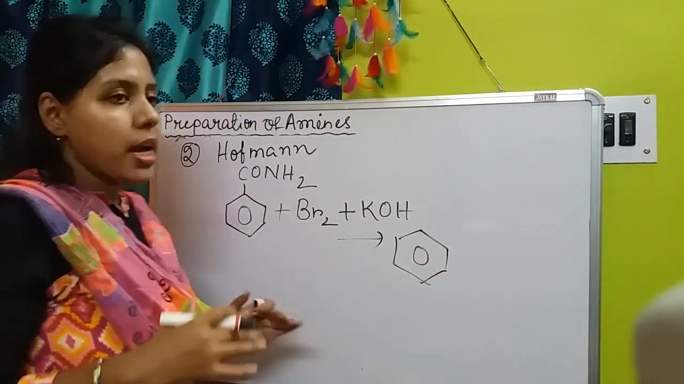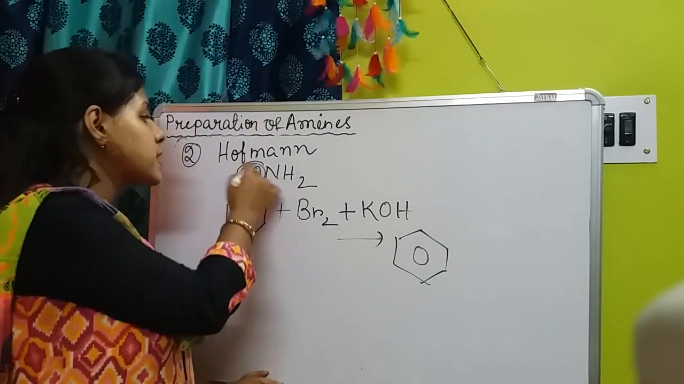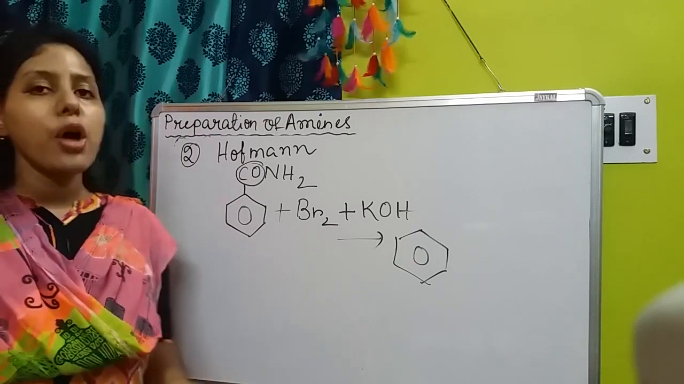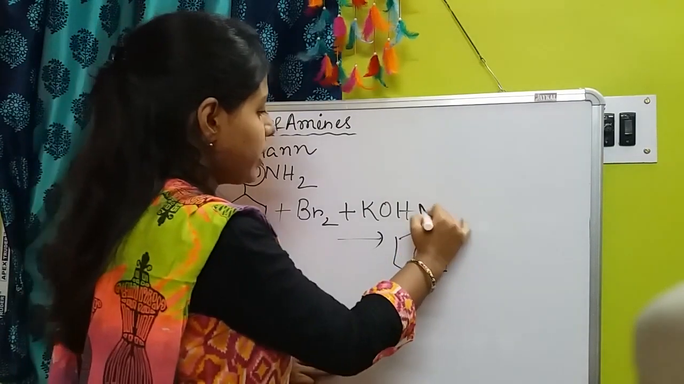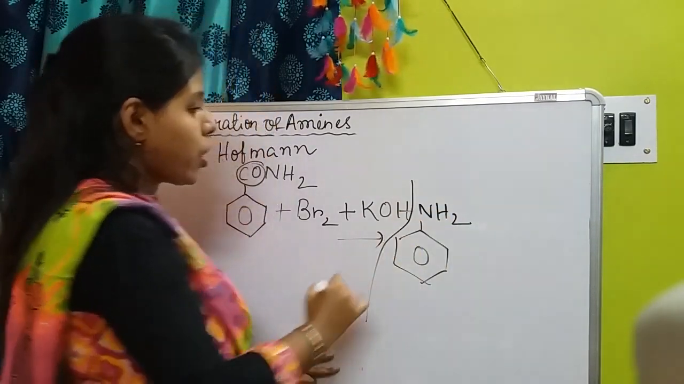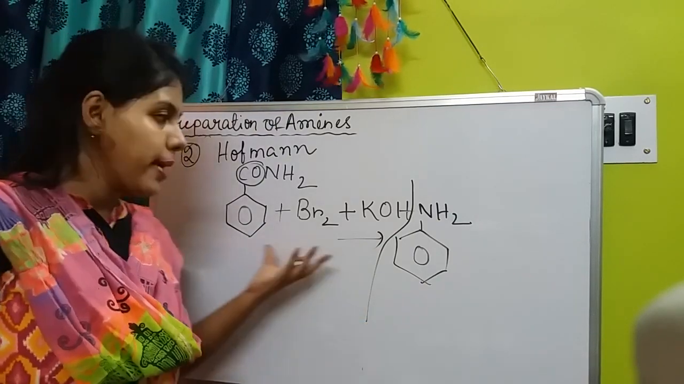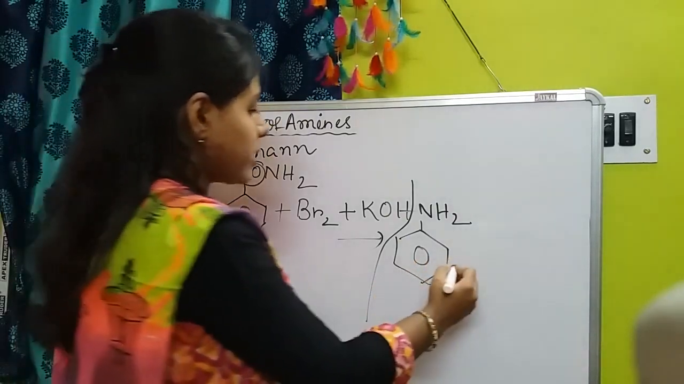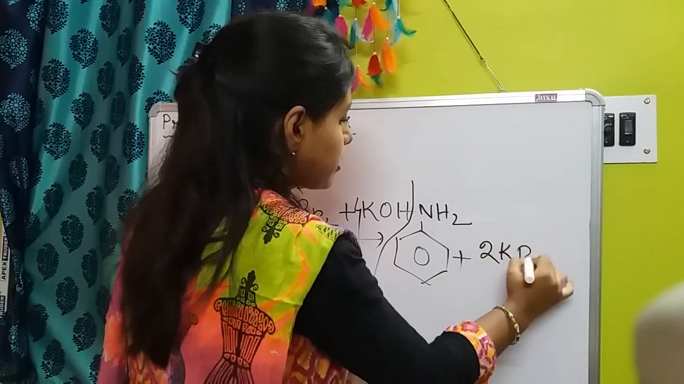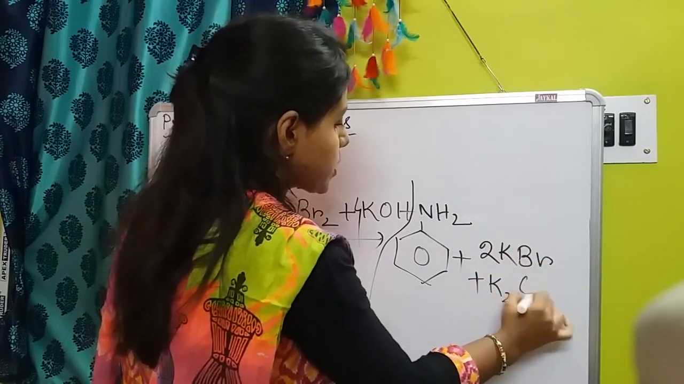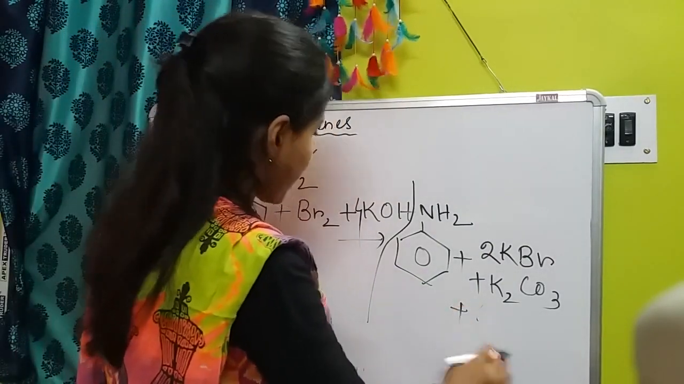So this is called degradation reaction, because there will be the removal of this CO group and the loss of 1 carbon atom from this amide. So from benzamide we are getting aniline, due to the removal of CO group. Other products that we will get from here are 2KBr plus K2CO3 plus H2O.